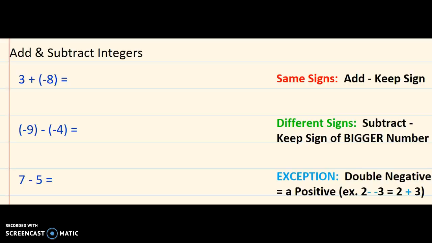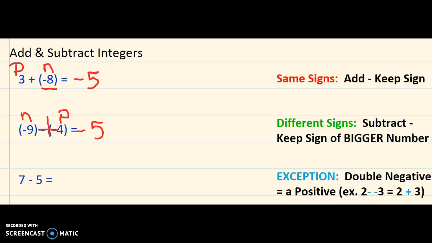So let's start with positive 3, negative 8. Subtract. Keep the sign of the bigger number. Ooh, double negative. That becomes a positive. So we have a negative here. That's plus 4. Signs are different, so I'm going to subtract.